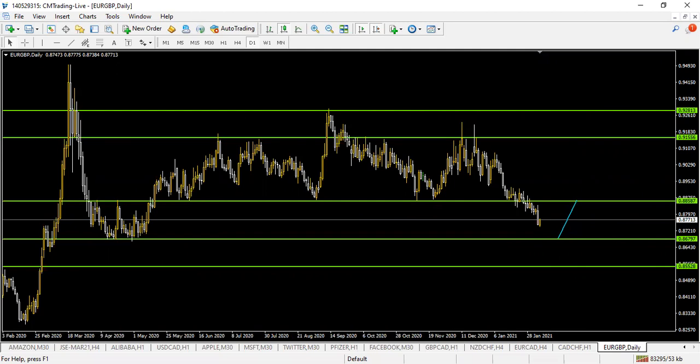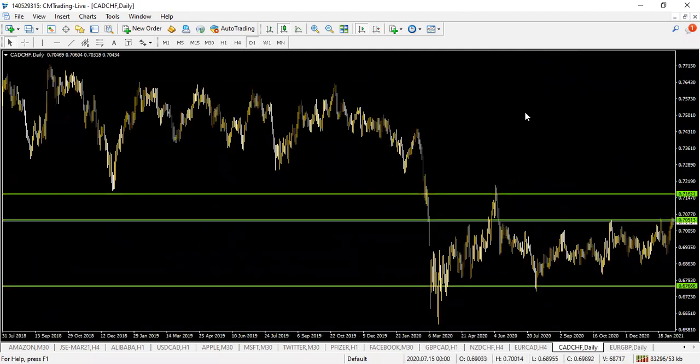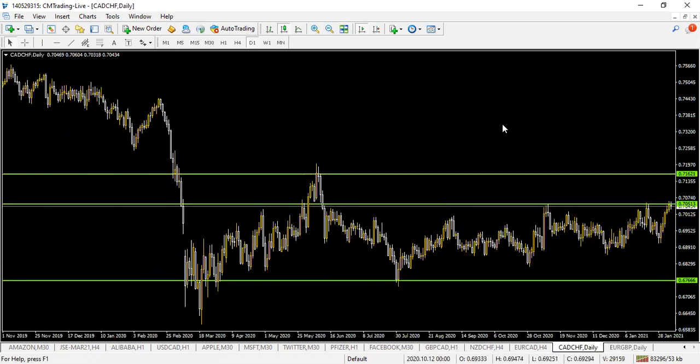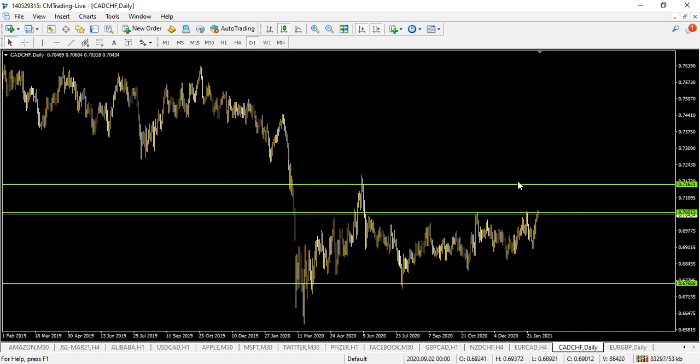What is expected on CAD CHF? CAD CHF, let's look at it on a daily time frame, right? So obviously on a daily time frame, we have a beautiful bullish market, but this is a correction, right? If you look at it clearly, this is a beautiful correction. This market is correcting itself right here.